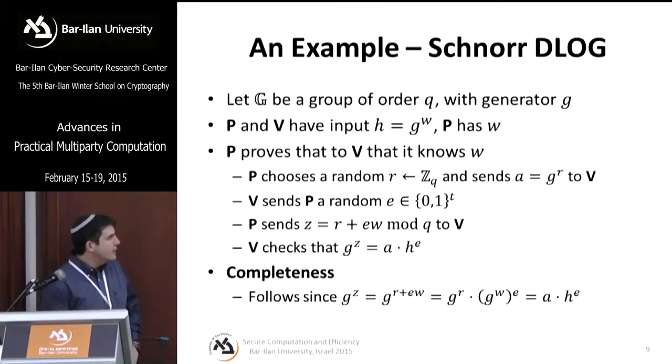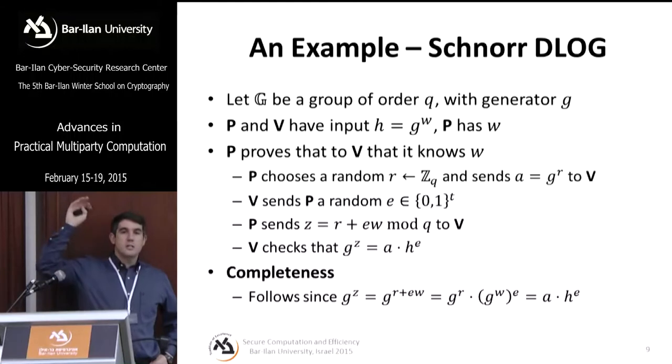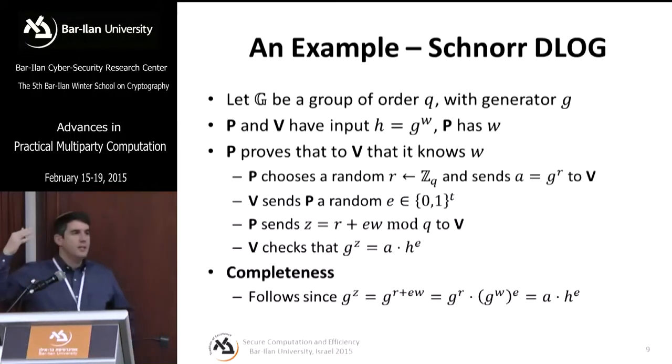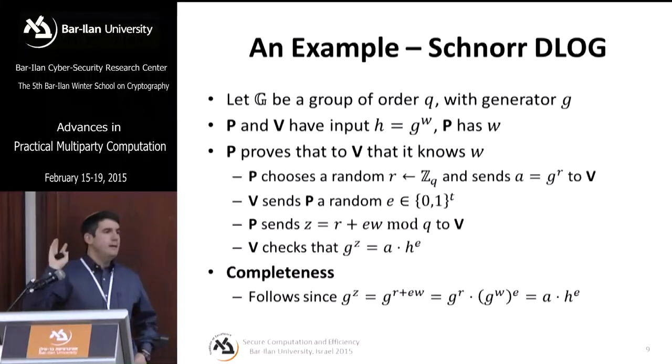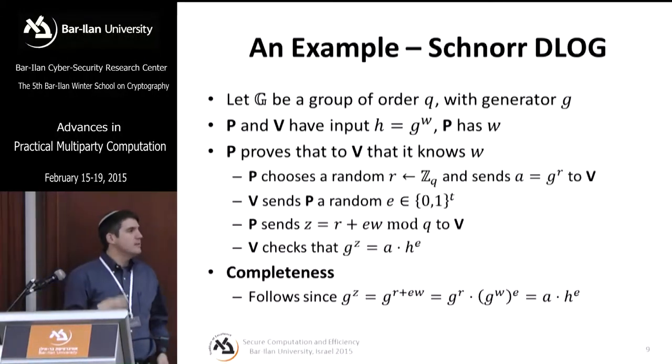Well, just the regular rules of exponentiation work also in groups. So that's G to the R times G to the WE. I can just change the order here. And G to the W is H, and G to the R is A. So that's exactly A times H to the E, and all of this is public information. The prover sends what's in the exponent, and the verifier is able to check that this matches the public values that it knows, which are A, H, and E. Okay, completeness is not that difficult.